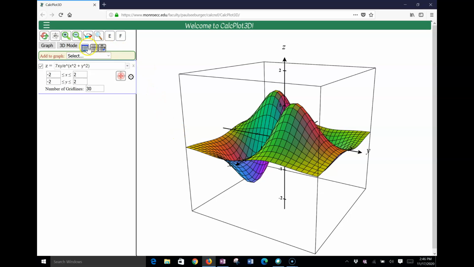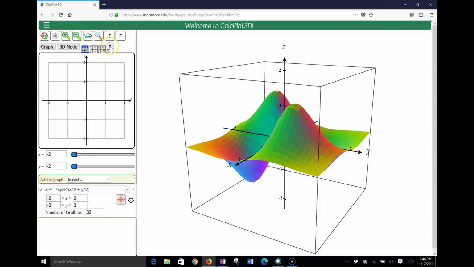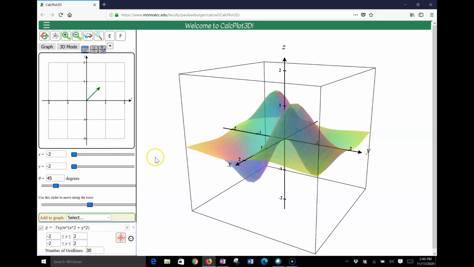We're going to click on the third keypad over to the right there. When we do that, we're going to notice a little drop down menu appears. I'm actually going to first turn the edges off on the graph, and then in the drop down we have multiple options. We can show the gradient vector, we can show the trace, we can show lots of different things on here. I want to show the directional derivative trace. Alright, and something's going to change with the graph.